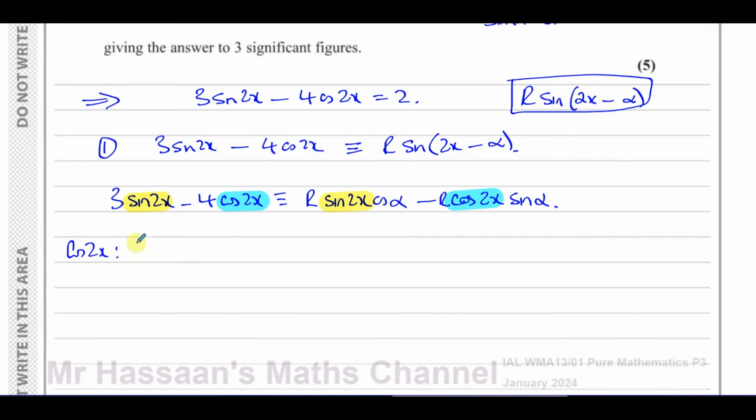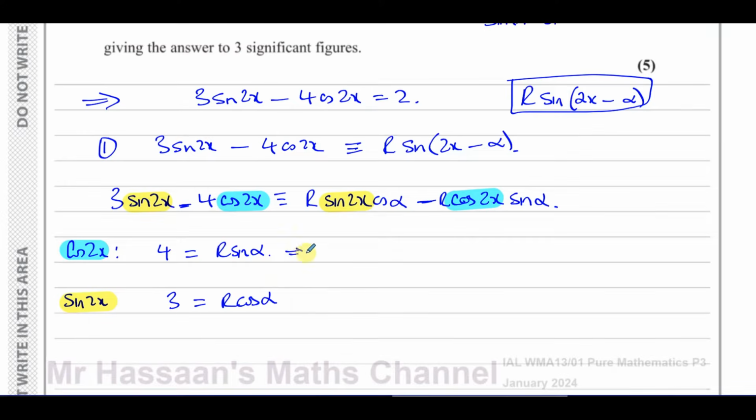So let me start by comparing the cosine 2x's. On this side, I have 4. I'm going to ignore the minus sign because they're both minus. On this side, I have r sine alpha. Now I'm going to compare the sine 2x's. I have 3 on this side, and here I have r cosine alpha. Now there are 2 ways we can proceed to find alpha and r.